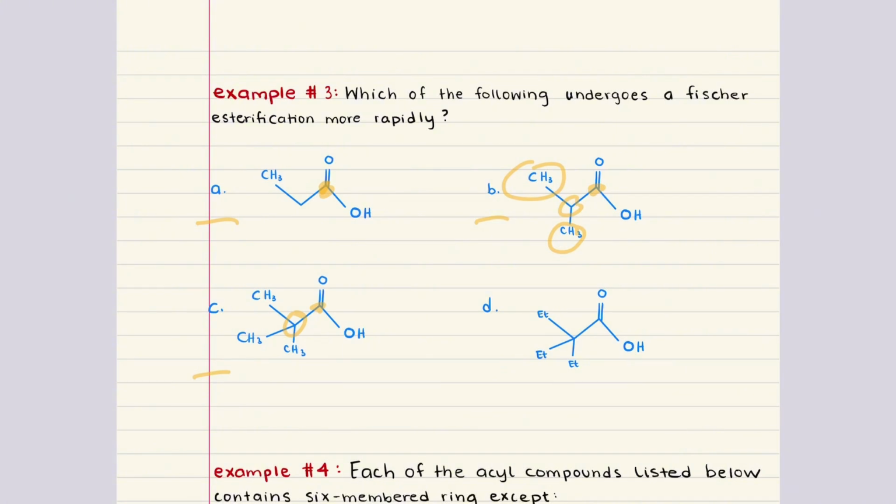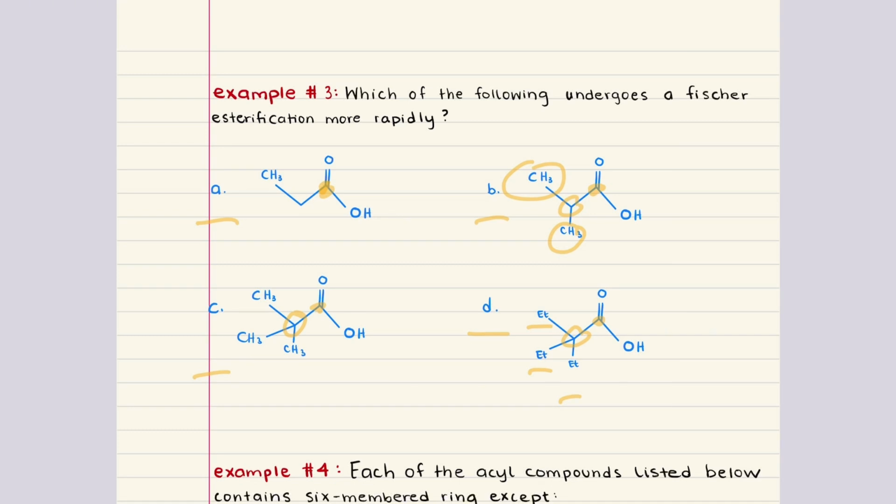This creates significant steric hindrance, and that makes nucleophilic attack much more difficult. Then, in answer choice D, we see the most crowded structure of all. The carbonyl carbon is attached to a carbon that itself is bonded to 3 ethyl groups. This heavy steric bulk severely limits accessibility to the carbonyl carbon.